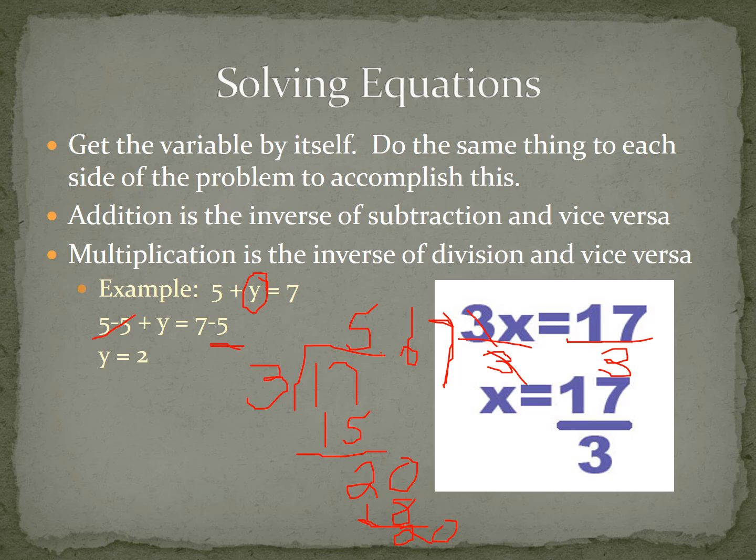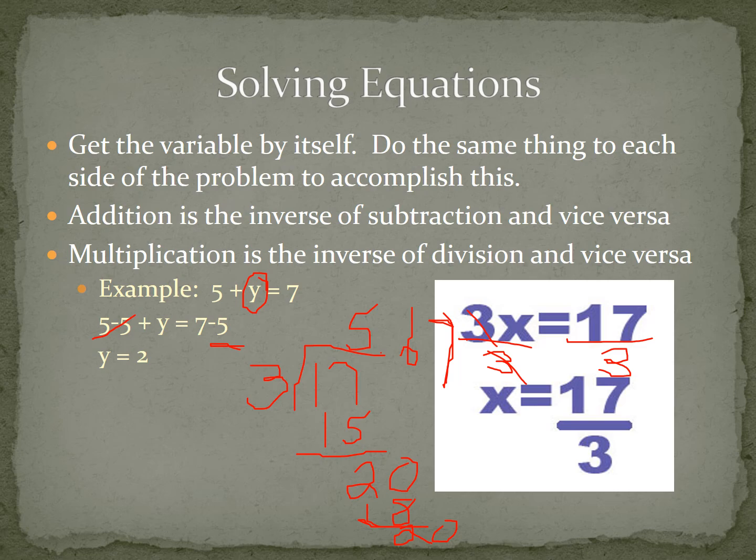So for our example here, we have 5 plus y equals 7, okay? So we need to get the y by itself. So how do we do that? Well, we have to subtract the 5, right? Get rid of that 5. So in order to do that, on this side of the equation, we have to minus 5, okay? So that gets rid of it. But then we have to do the same thing to the other side. So here's where we do the minus 5 on that side. So now we have y equals 2.